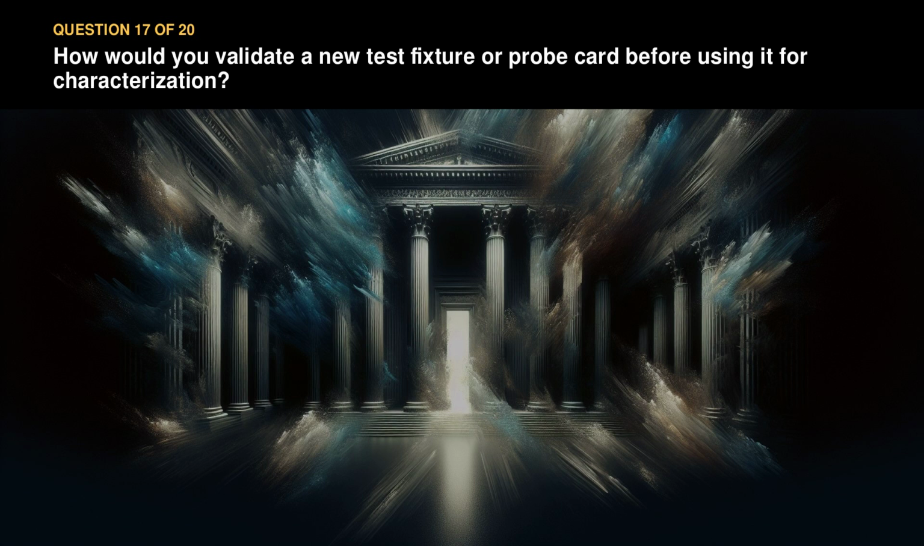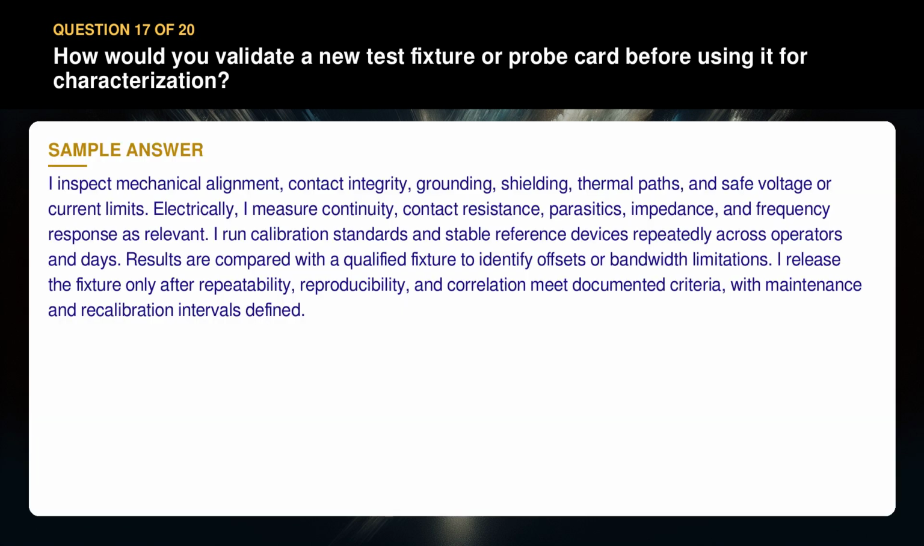Question 17. How would you validate a new test fixture or probe card before using it for characterization? I inspect mechanical alignment, contact integrity, grounding, shielding, thermal paths, and safe voltage or current limits. Electrically, I measure continuity, contact resistance, parasitics, impedance, and frequency response as relevant.